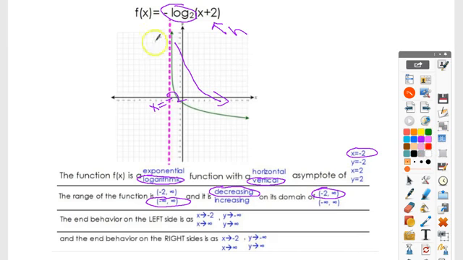End behavior. So as we look at the left side of this graph, the x's are going to -2. And as I trace that to the left, I'm going up, so y is going to positive infinity. If we look at the end behavior on the right, x is going to positive infinity. And as I trace it to the right, the y's are going down, so y is going to negative infinity.